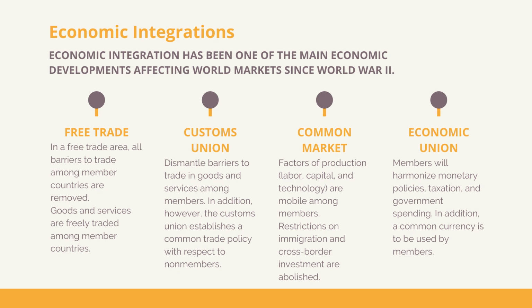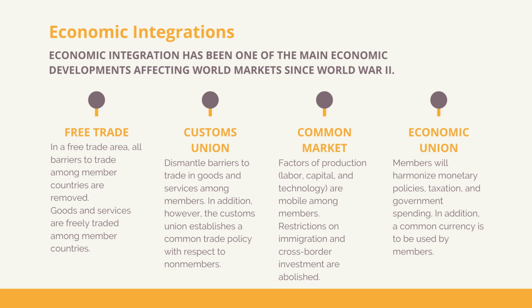In third place, we have the common market. The common market amounts to a customs union covering the exchange of goods and services, the elimination of duties on exports and imports between members, and the adoption of a common external tariff in respect to non-members. In addition, factors of production like labor, capital, and technology are mobile among members. Restrictions on immigration and cross-border investment are abolished. The importance of factor mobility for economic growth cannot be overstated. When factors of production are mobile, their capital, labor, and technology may be employed in their most productive uses.